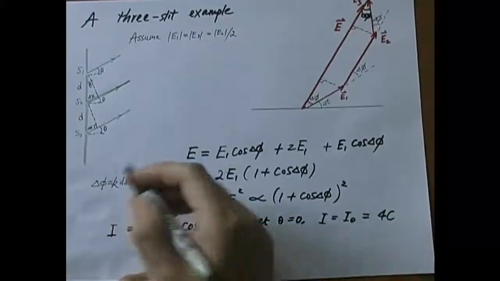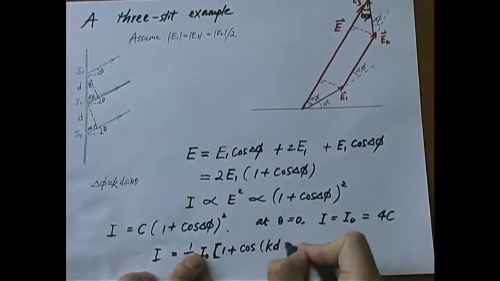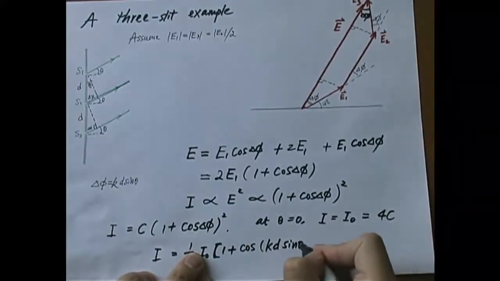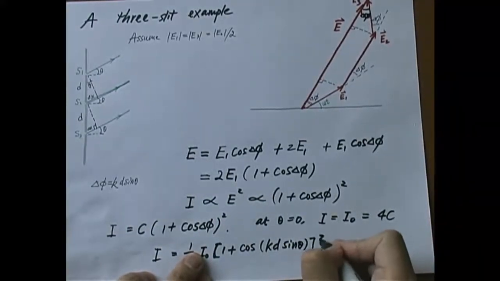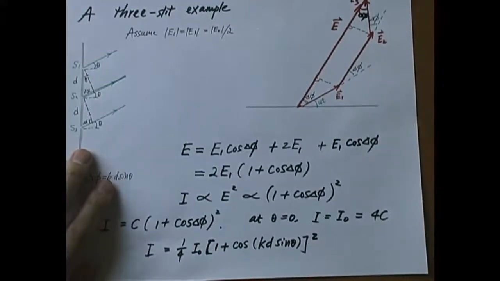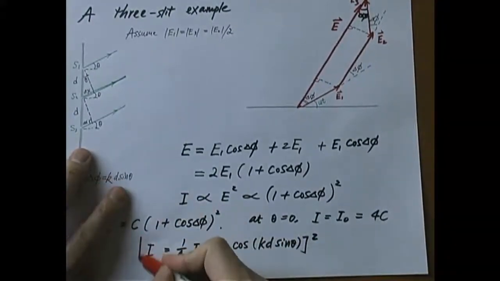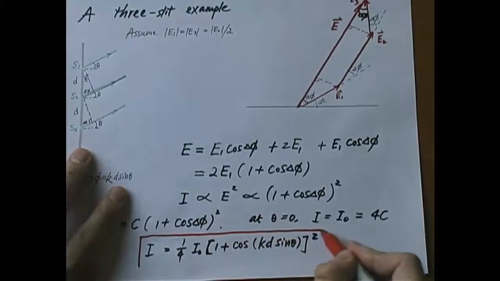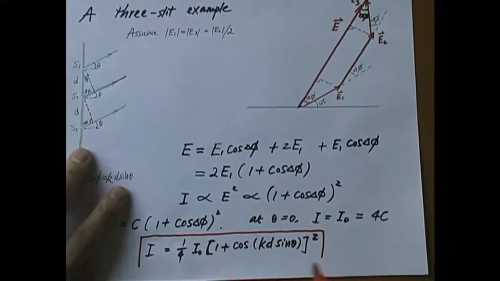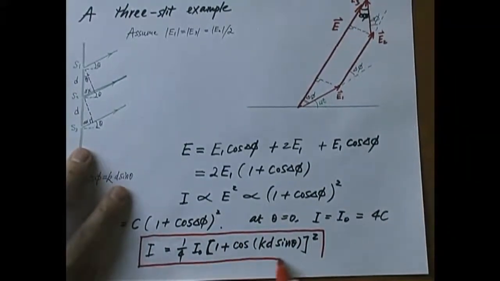What's delta phi again? Let's plug that in. K d sine theta, squared. Okay, this is the expression of a three-slit interference pattern. This is the intensity as a function of the angle theta.